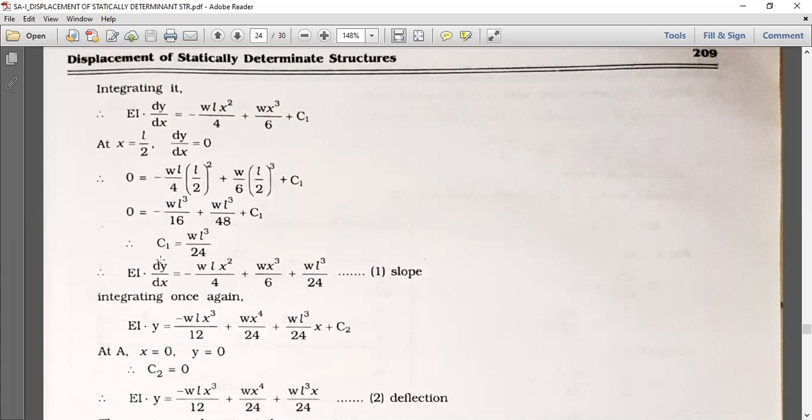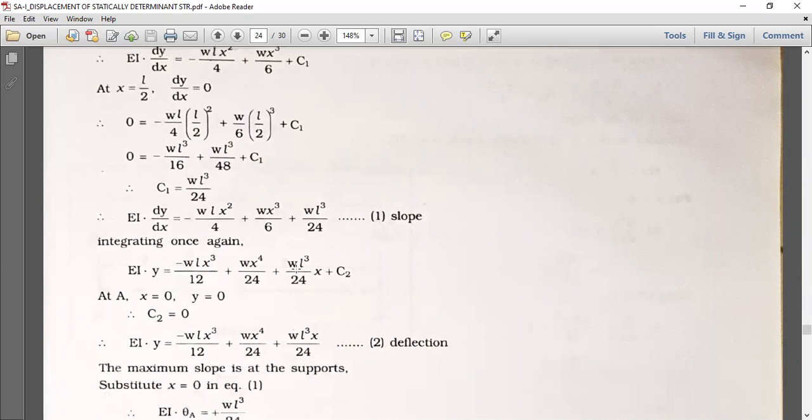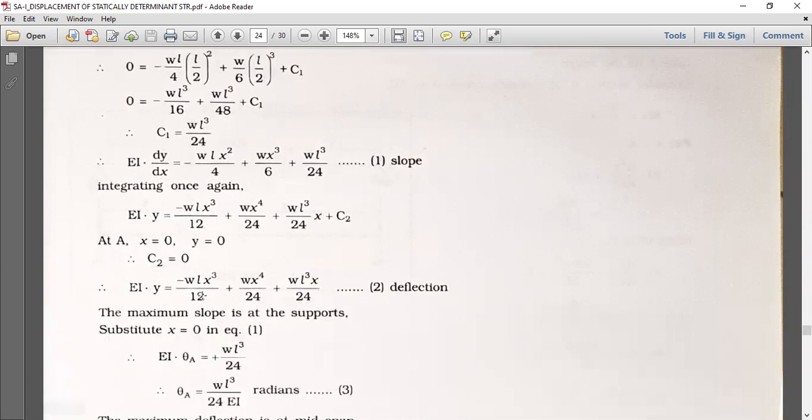Integrating once again, EI y is equal to minus W L x cube divided by 12 plus W x raised to 4 divided by 24 plus W L cube divided by 24 into x plus C2. Similarly, put the values x and y equal to 0, C2 is equal to 0. Put the value of C2 in this, we have the equation of deflection. EI y is equal to minus W L x cube divided by 12 plus W x raised to 4 divided by 24 plus W L cube x divided by 24.